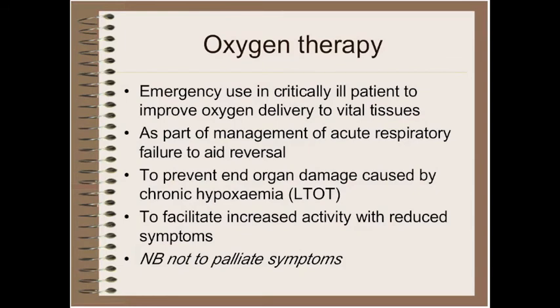So when do we use oxygen? These are the broad terms for all patients. We use it in an emergency situation in critically ill patients, and the aim is to improve oxygen delivery to vital tissues, so we're optimising oxygen delivery to the tissues. We use it as part of management of acute respiratory failure to aid reversal. And the second half of this slide is what we're going to be dealing with more today. So we use it to prevent end organ damage caused by chronic hypoxemia, and that's the classic use of long-term oxygen therapy.